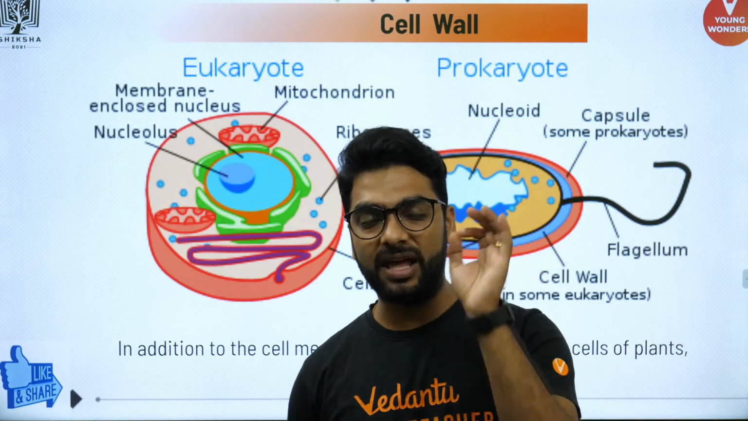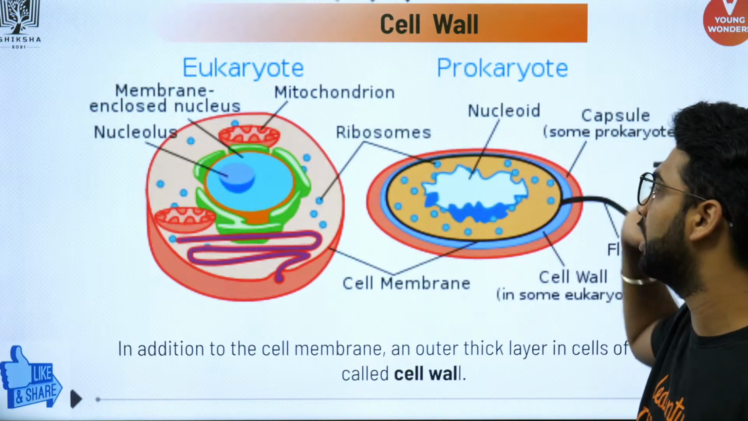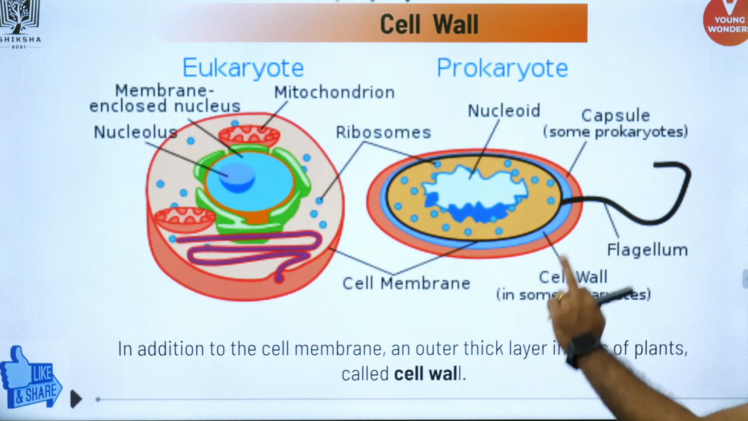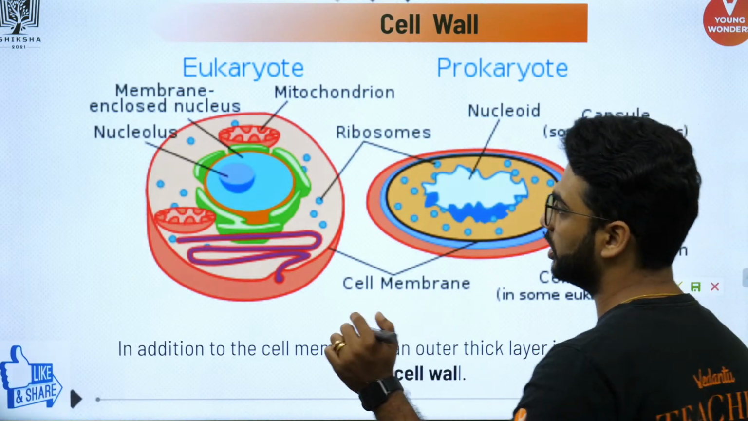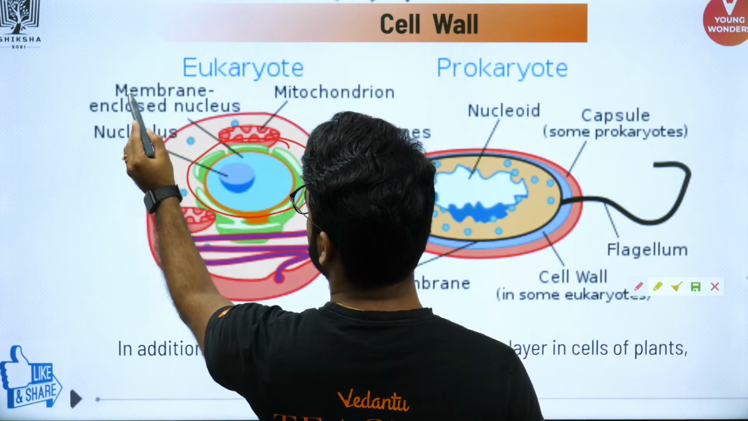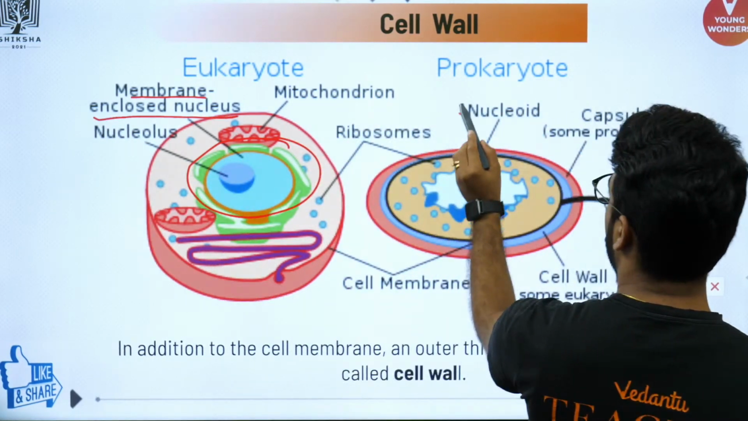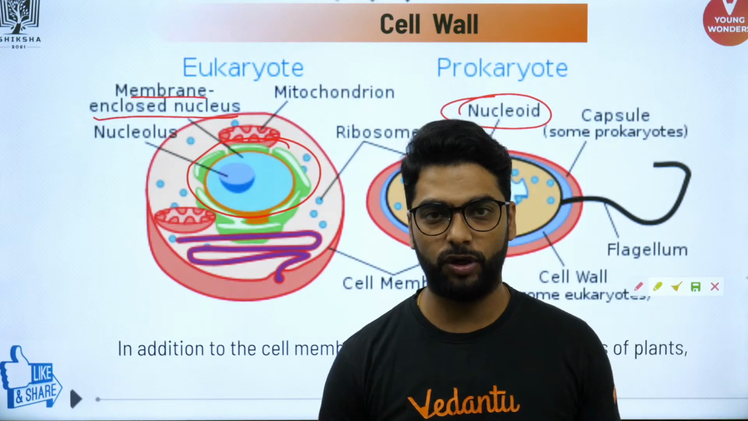Right? Now, a very important thing that you also need to know is the difference between eukaryote and prokaryote. If you see over here, the prokaryote doesn't have a well-defined nucleus. You can see over here, there is a thing called nucleus, a membrane enclosed nucleus. And here there is nucleolus. What is the difference? Please listen to me very carefully.